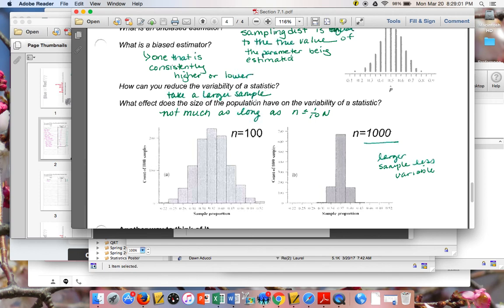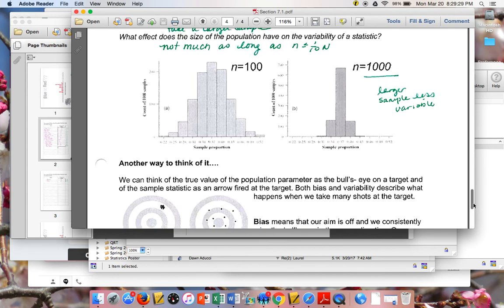The population size has very little impact on the variability as long as that rule of thumb that we had last chapter is met. If this is not met, then we need to make an adjustment to the standard deviation. In AP statistics, we always assume, or we always try to fit this condition. We don't want to have to make that adjustment.